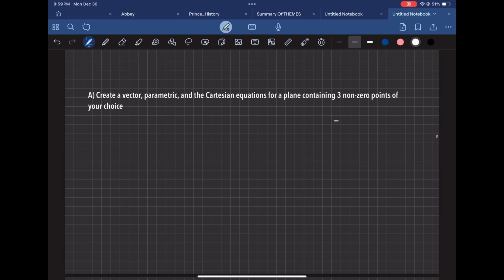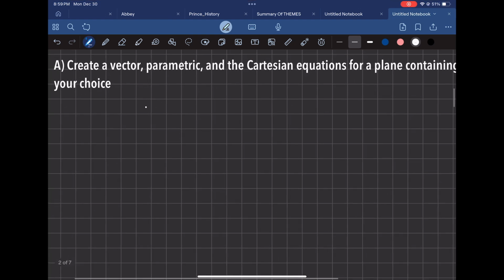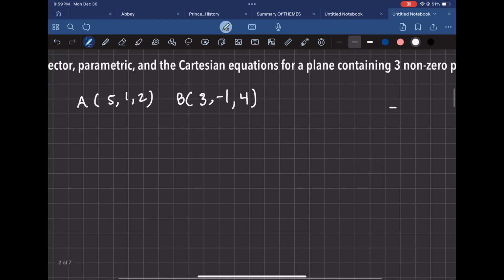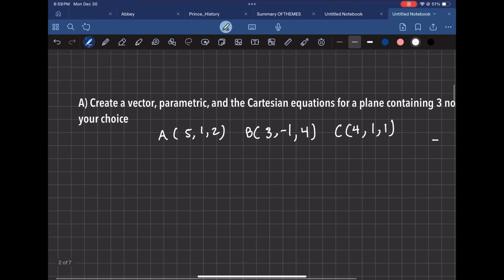So first I'm just gonna pick three random points. Point A is 5, 1, 2. Point B is 3, -1, 4. And let's do point C is 4, 1, 1. Okay. So let's start off by making the vector equation.